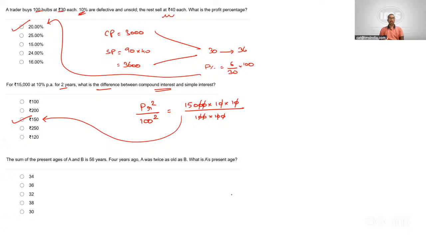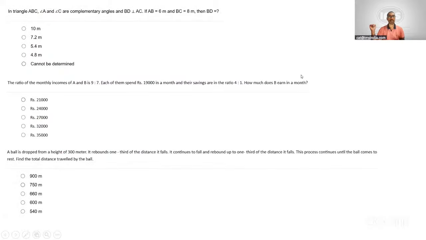The sum of the ages of A and B is 56. 4 years ago, A was twice as old. What is A? Simultaneous equations, maybe not now, a bit later, please. In triangle ABC, A and C are complementary and BD is perpendicular to AC. If I am not very comfortable with the data right now, I'm moving on. The ratio of monthly incomes of A and B is 9:7. Each of them spends 19,000, and their savings, how much? Again, looks like a two variable problem, not right now.